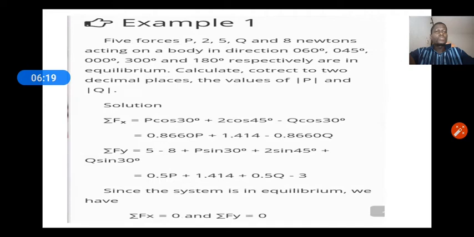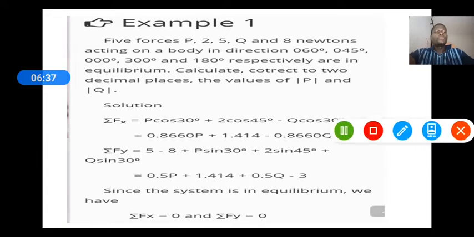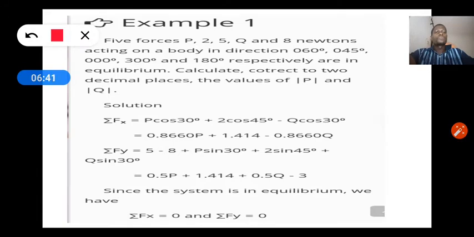Now let's quickly look at these examples. This example is a typical representation of polygon of forces. In this question we have 5 forces. How many forces? We have 5 forces: P, 2, 5, Q, and 8.